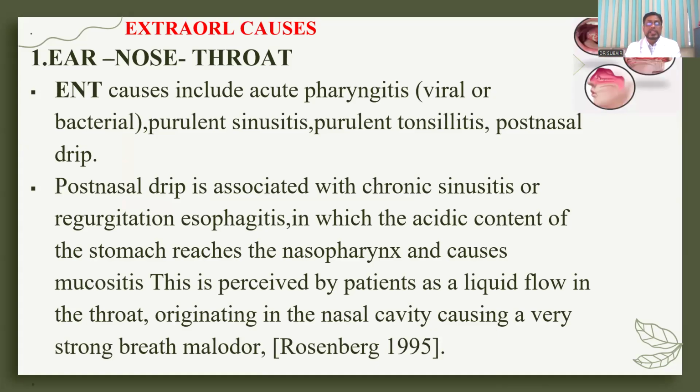Coming to the extraoral causes, the ENT causes: the ear, nose, and throat. ENT causes include acute pharyngitis, maybe viral or bacterial pharyngitis, purulent sinusitis, purulent tonsillitis, postnasal drip. The postnasal drip is associated with chronic sinusitis or regurgitation esophagitis. Mainly the acidic content of the stomach reaches the nasopharynx and causes mucositis. This is perceived by the patient as a liquid flow in the throat, originating in the nasal cavity, causing a very strong breath malodor.